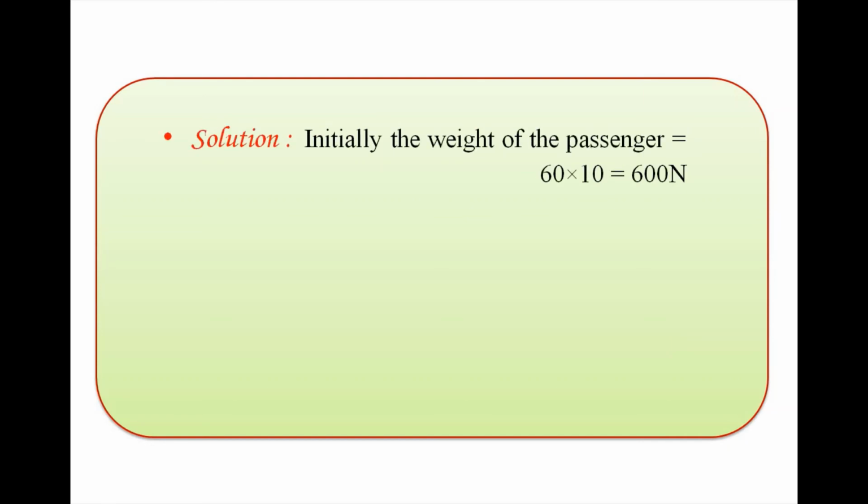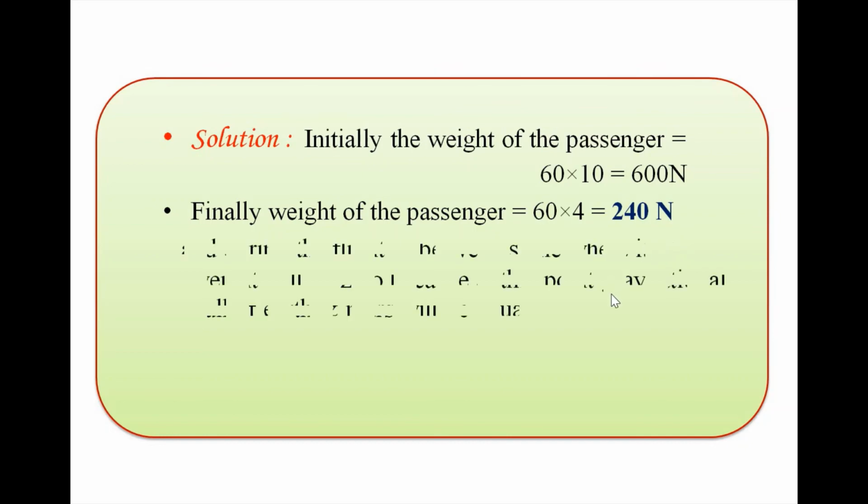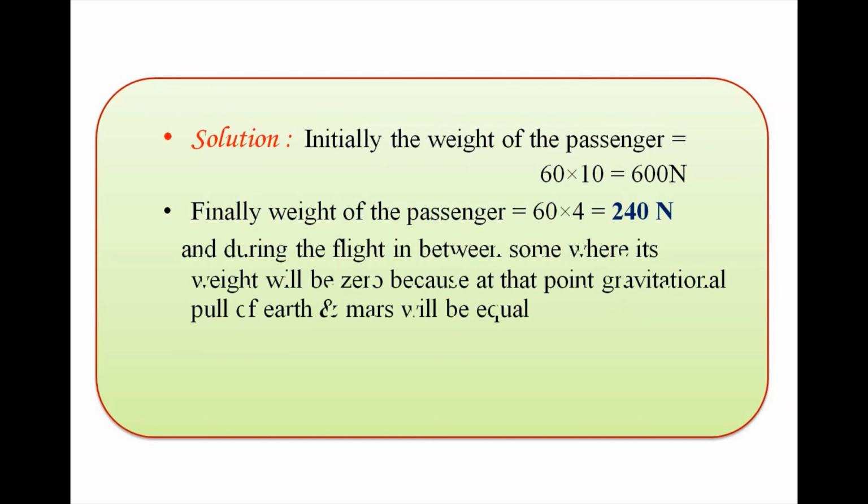Initially, the weight of the passenger is equal to 60 into 10, so we get the final answer: it is 600 Newton. And finally, the weight of the passenger is 60 into 4, that means 240 Newton. And during the flight, somewhere in between, its weight will be 0 because at that point the gravitational pull of the Earth and Mars will be equal. So here option C is correct.